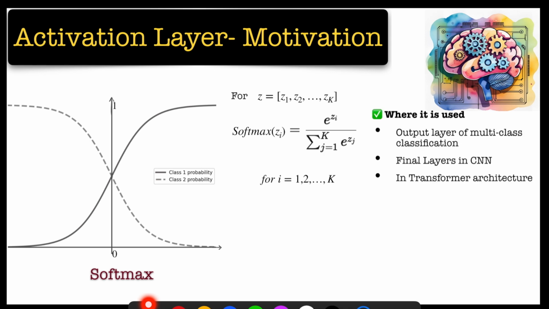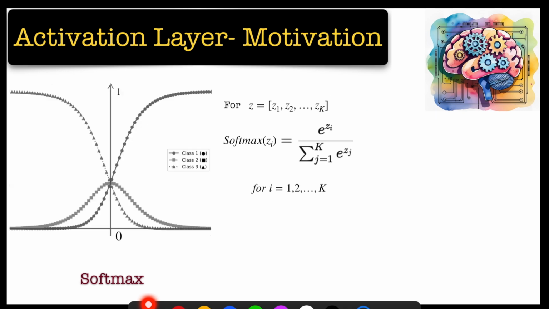Where is it used? In the output layer of multi-class classification, which we have already seen in our multi-class classification video. Also in the final layers in CNNs, convolutional neural networks, and in transformer architecture we use Softmax. Why is it used? It converts scores into probabilities. We need the probabilities for multiple classes, right? So that's why we use it. And it is differentiable, so we can use it.